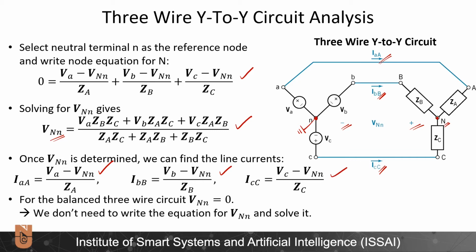You should remember that for the balanced 3-wire circuit, when VA is equal to VB is equal to VC with phase differences, and the load impedances ZA, ZB, and ZC are equal to each other, then VNN is equal to 0, and we don't have to solve the circuit for VNN because we just will have that as 0, and these expressions will simply be, for instance, IBB is equal to VB divided by ZB.